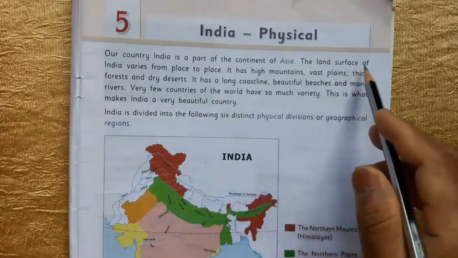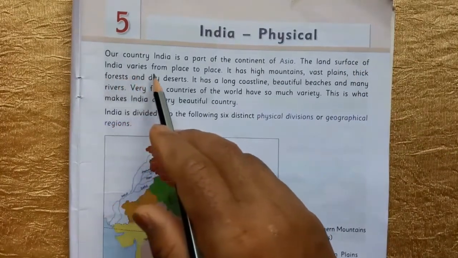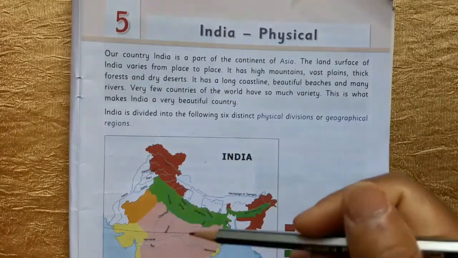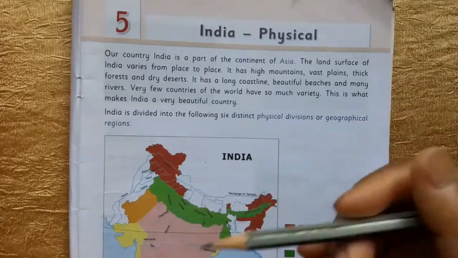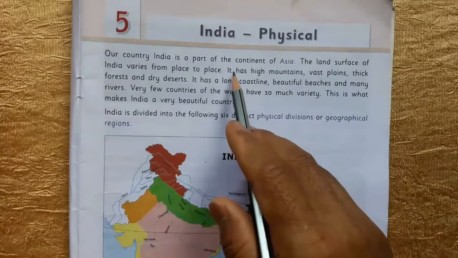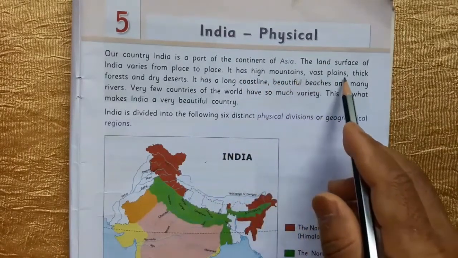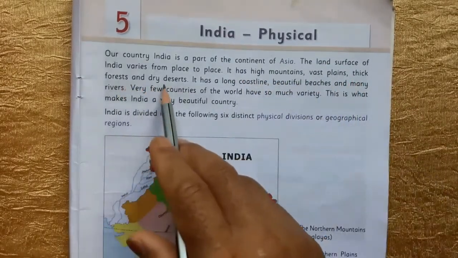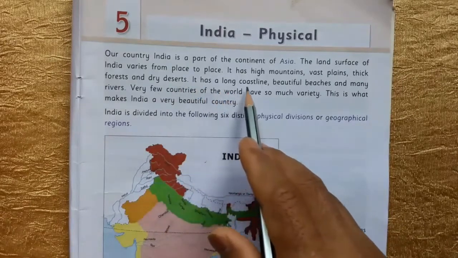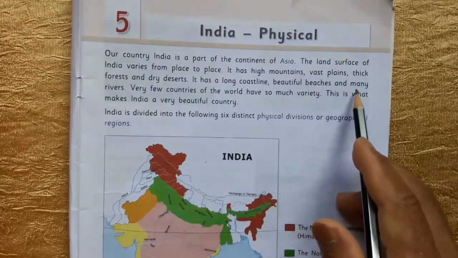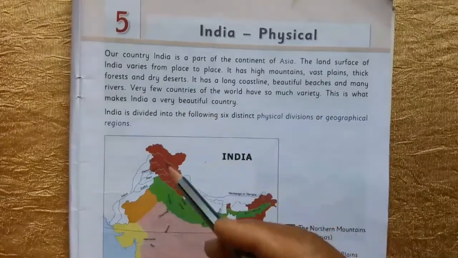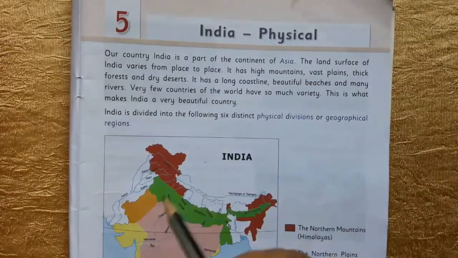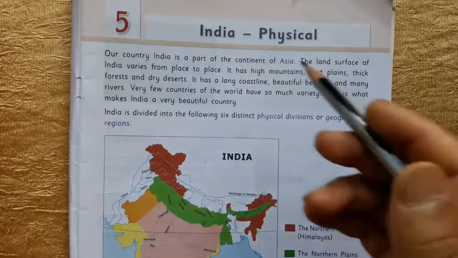The land surface of India varies from place to place, so the landform is not similar. It is different from place to place. It has high mountains, vast plains, thick forests and dry deserts. It has a long coastline, beautiful beaches and many rivers. So in India you will find all these things.